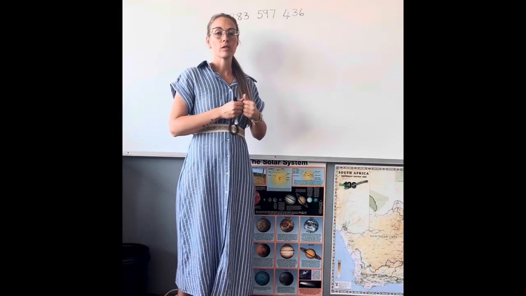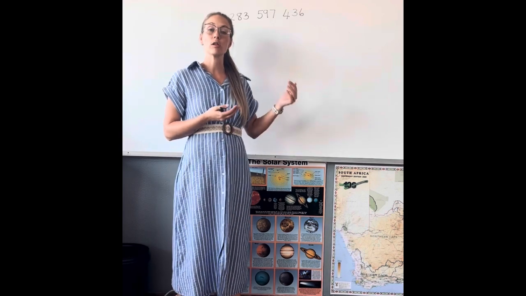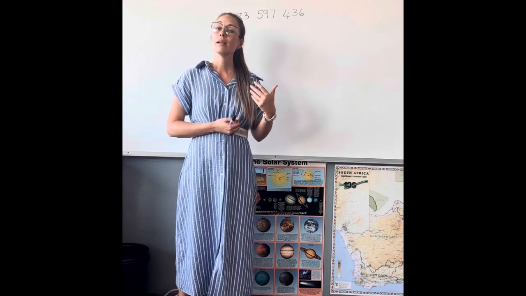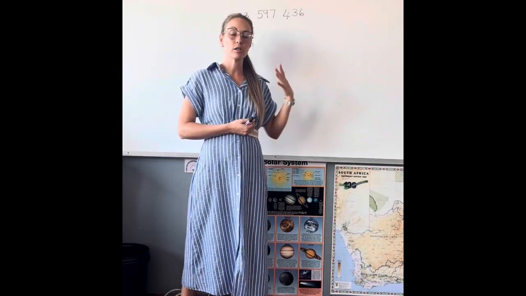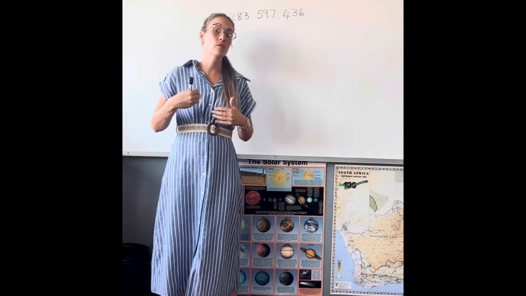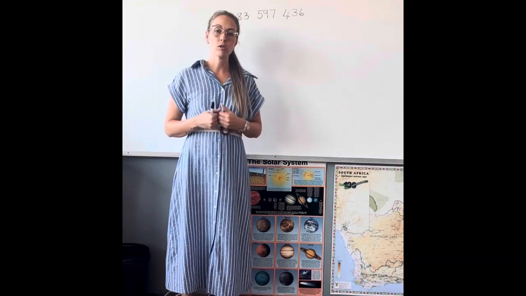When I round to the nearest 10, I always look at my unit. When I'm rounding to the nearest 100, I look at my tens. When I round to the nearest 1,000, I look at my hundreds, and so on and so forth. So I always look at the place value to the right-hand side of the digit that I'm rounding off to.